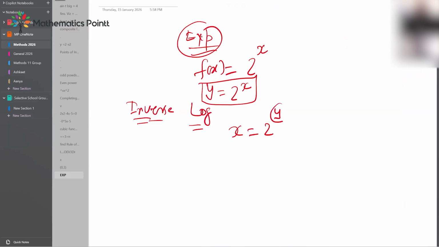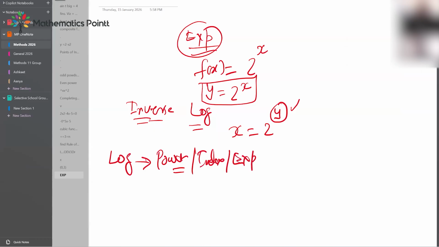And whenever you are trying to find the value of any variable sitting in the power, logs come in handy. You need to solve it using log. So what is log? Log means the power, the index, or the exponent for that matter. That's what log is. And what is the exponent here? The y. So y equals the word log.